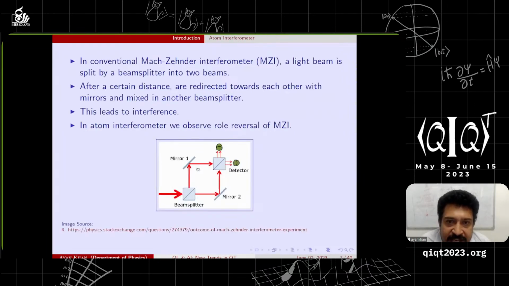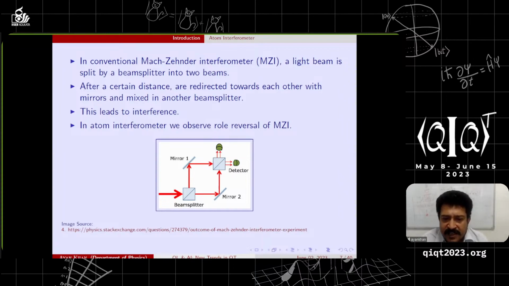Now moving ahead, as the title of the talk promises, I have planned to talk about the atom interferometer. So what do we mean by interferometer? The students are already exposed to the basic ideas of interference. Now here, we talk about a material counterpart of, you can say, the Mach-Zehnder interferometer.